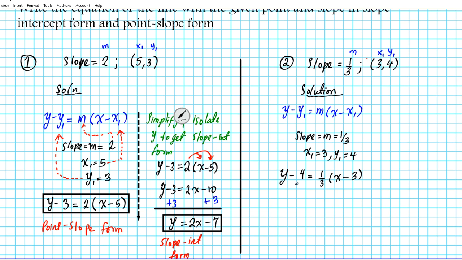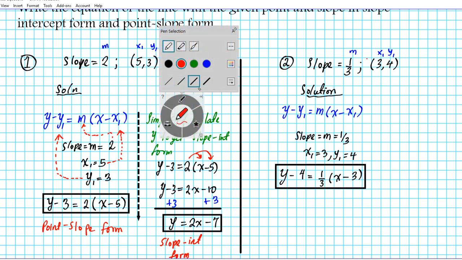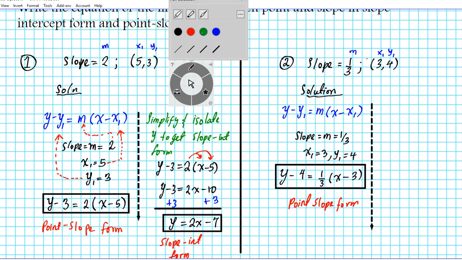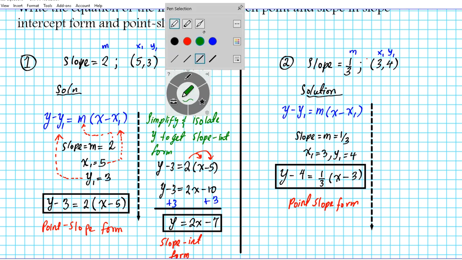Now check the signs, make sure that we have no product of signs here, which is not the case. So this form that we have right here is the point slope form of the equation of the line. Let's go ahead and specify that. So this is the point slope form. Next we want to get the slope intercept form. We know what the drill is. We're going to simplify and isolate y to get the slope intercept form. Let's go ahead and do that.